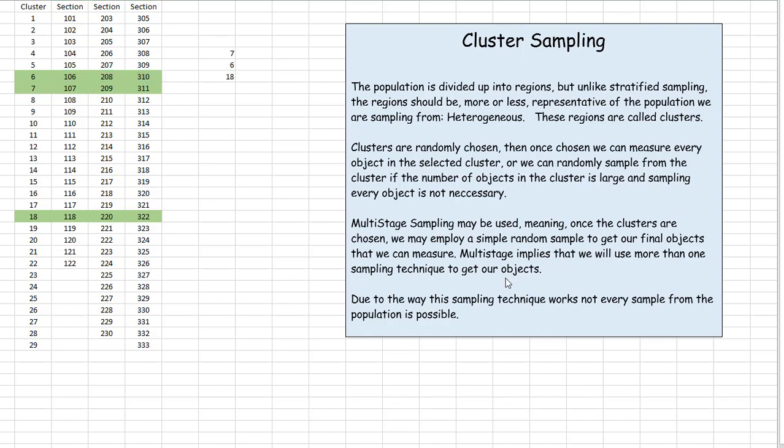So again, due to the way this sampling technique works, not every sample from the population is possible. It's the way I've arranged it. It's not possible, for example, to choose an entire sample that comes from one section. It's just not going to work that way. So again, not every sample is possible.